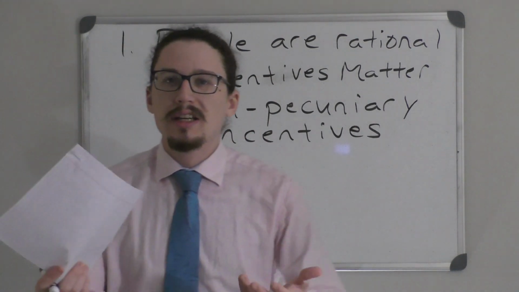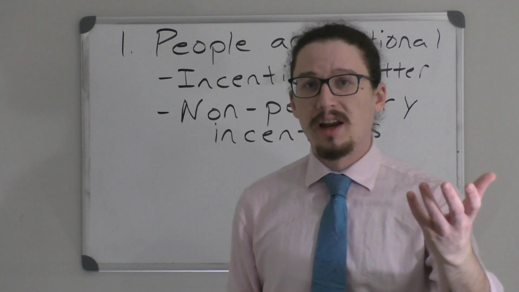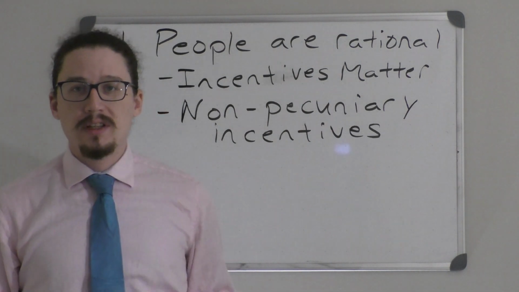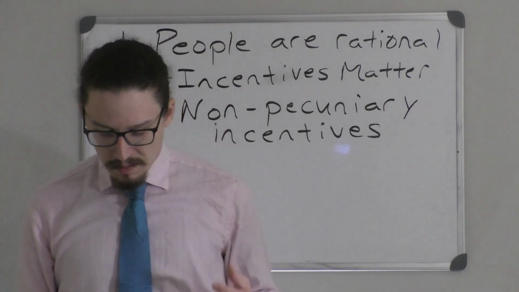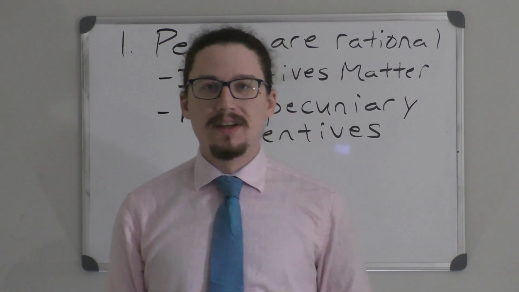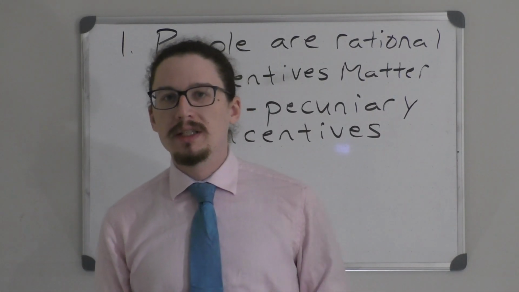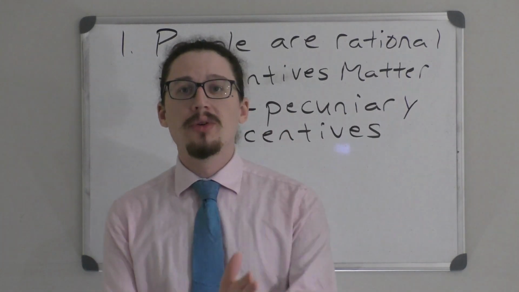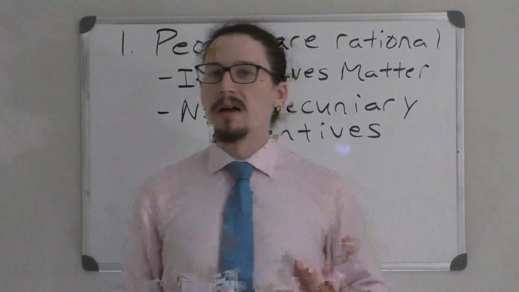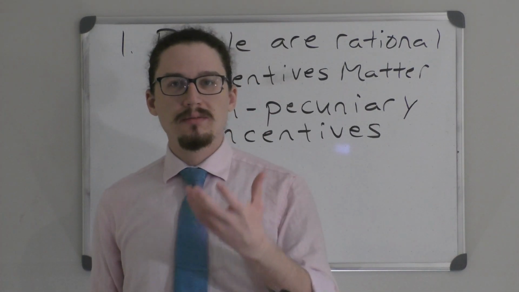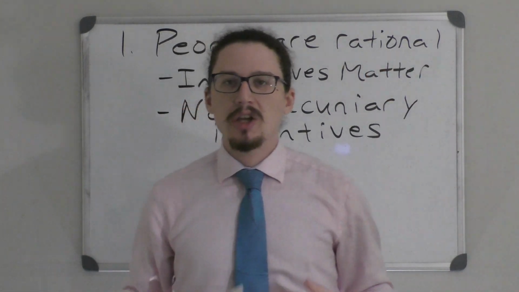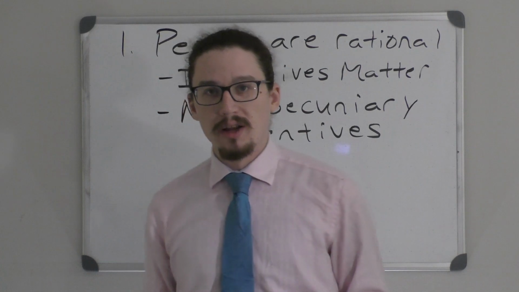Non-pecuniary means it doesn't have to do with money. So it's not a monetary incentive. It's something else. A couple of examples of these non-pecuniary incentives. One is what we call warm glow giving. This is the idea that when you really boil it down to just the pecuniary, monetary aspect, and you look at something like giving to charity, this might not seem rational. You are giving money that you have to someone else in exchange for nothing. So why do people give money to charity?